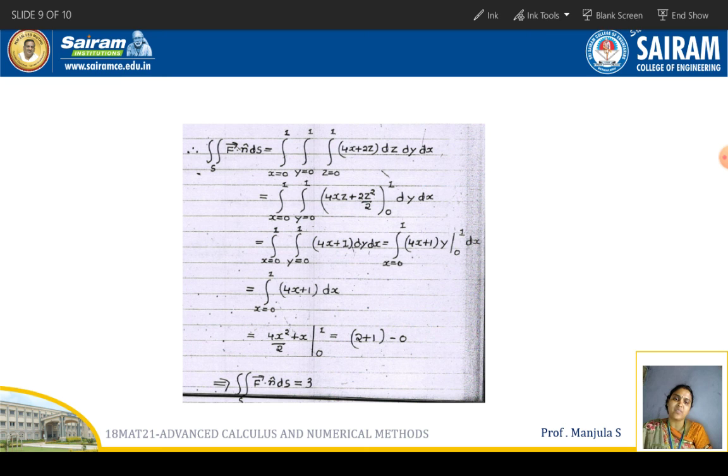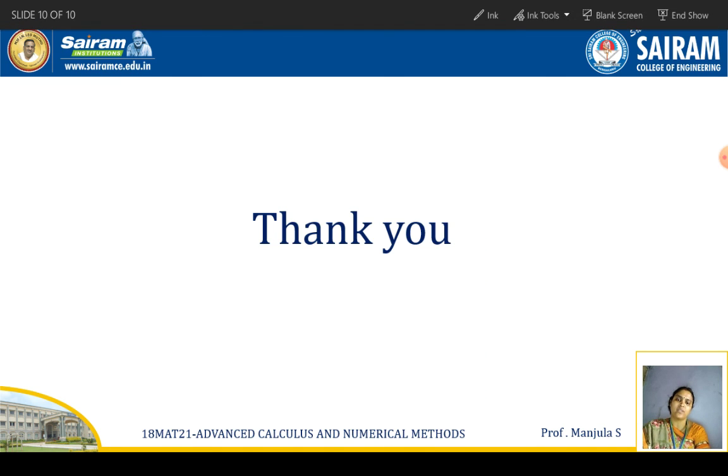Integrate that with respect to y and substitute the limits 1 and then 0. So finally you will get the equation 4x + 1. You just integrate that with respect to x and substitute the limits 0 and then 1. On simplification we are getting the solution as 3. This is our required solution. Thank you.